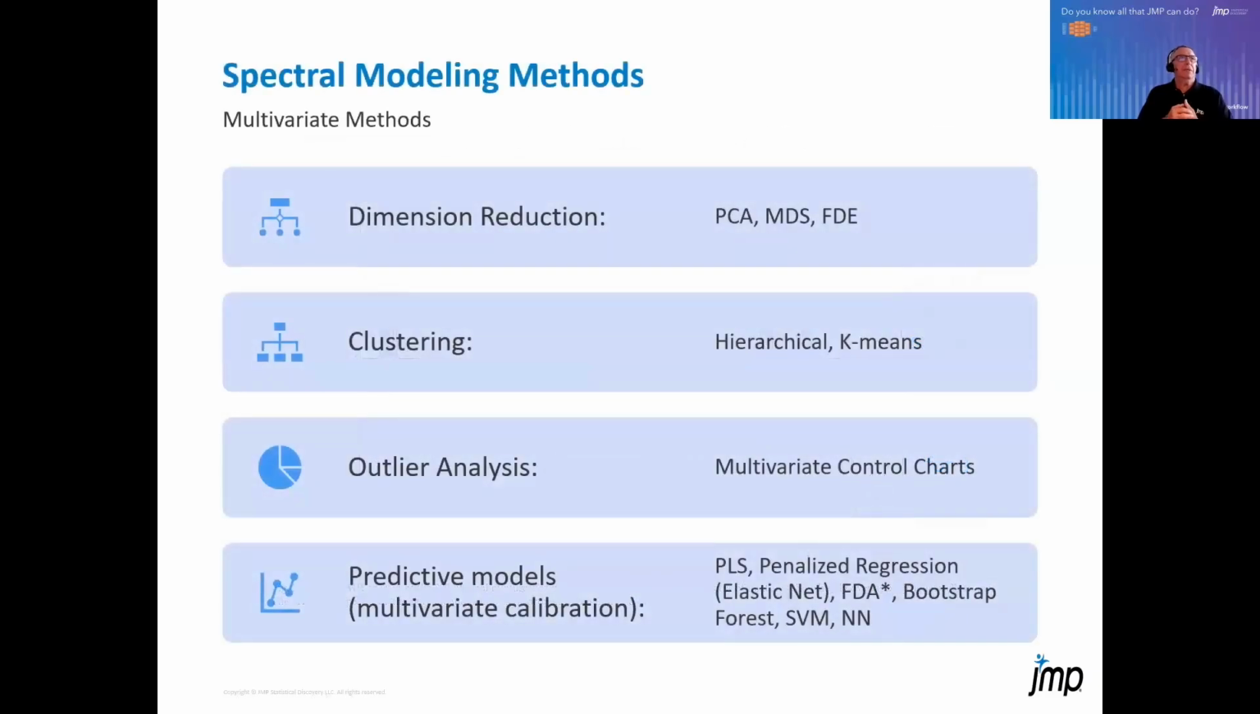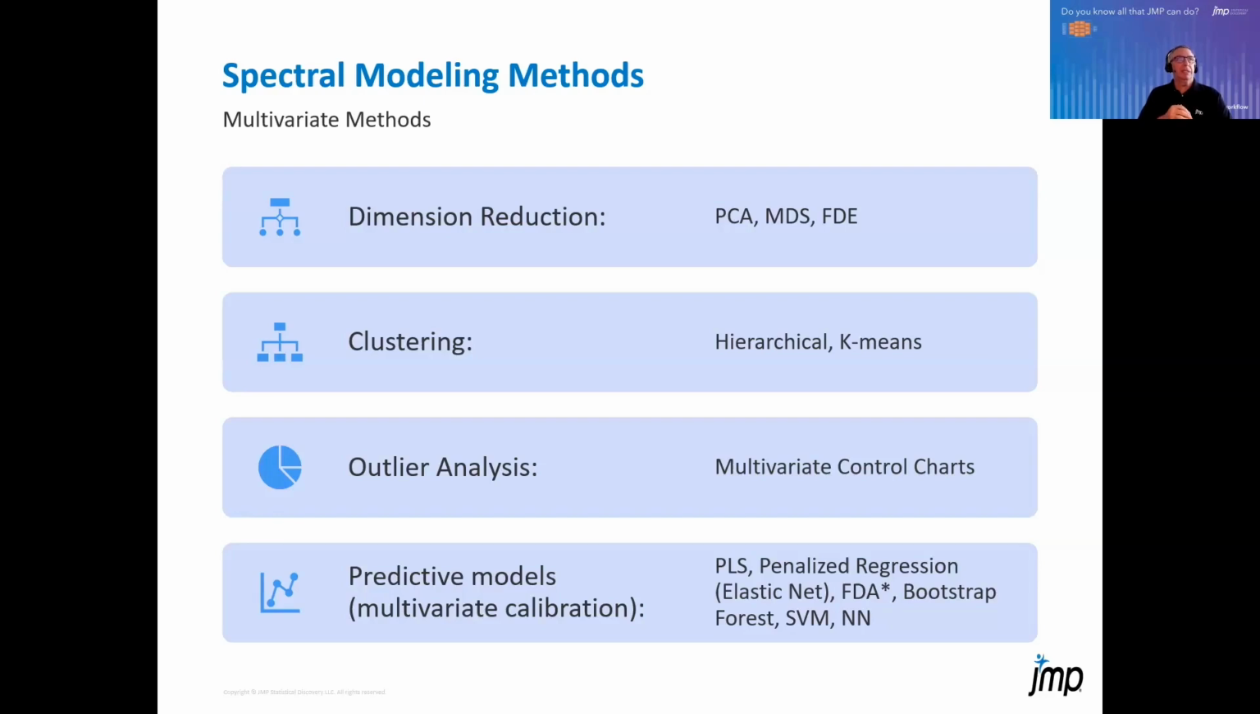So just to give you a better idea for spectral modeling methods, all kinds of multivariate methods. Dimension reduction is important, and we can use principal components analysis to do that. Multidimensional scaling, functional data explorer. Clustering is always important too. It helps better understand what groupings you have. And then if you need to do an outlier analysis, you can use multivariate control charts.